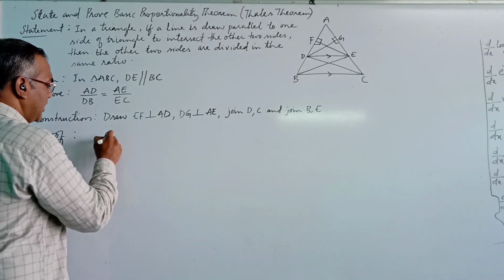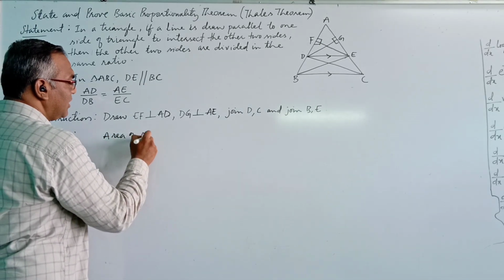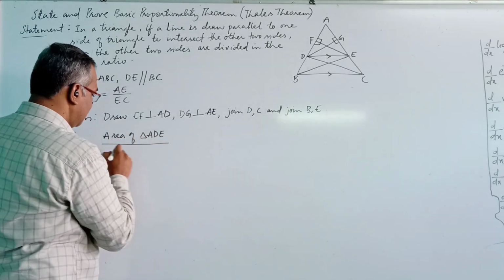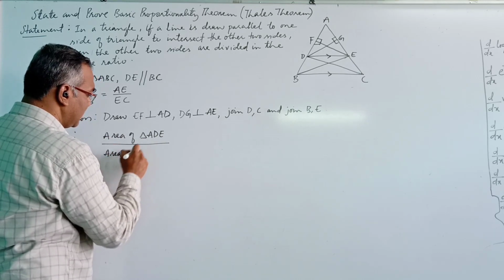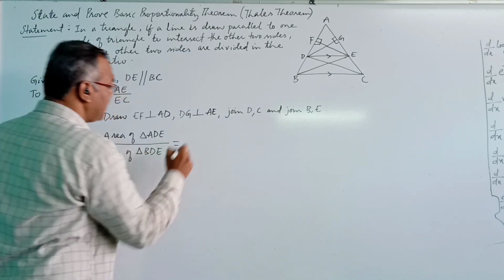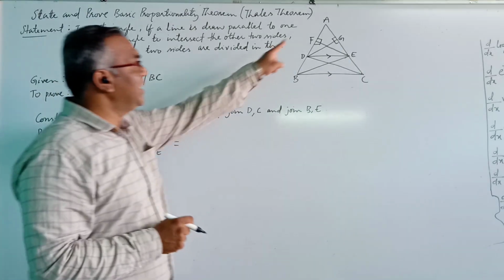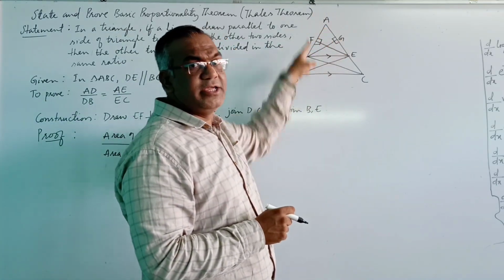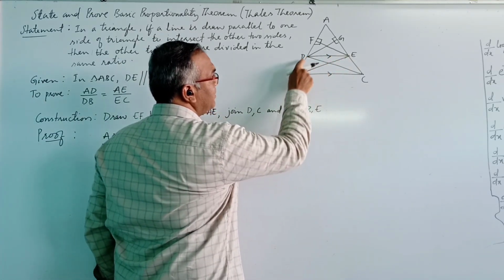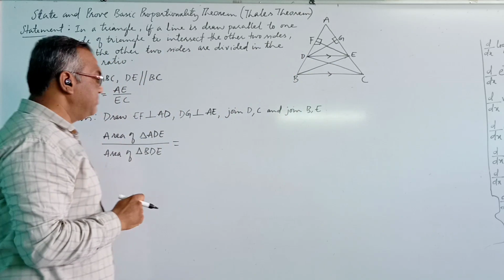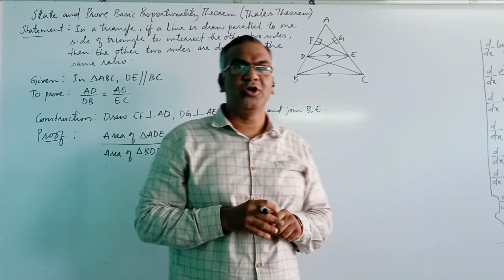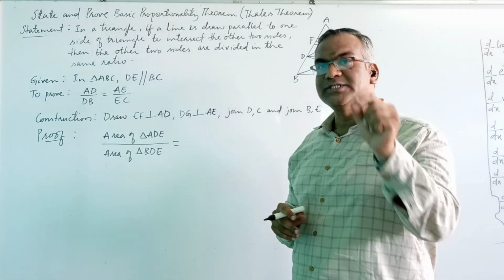To prove this, we'll consider the area of triangle ADE divided by the area of triangle BDE. This we have to take. We are going to consider the area of triangle ADE and the area of triangle BDE. How can we write the area? We know already, the formula to find the area of a triangle is half into base into height.